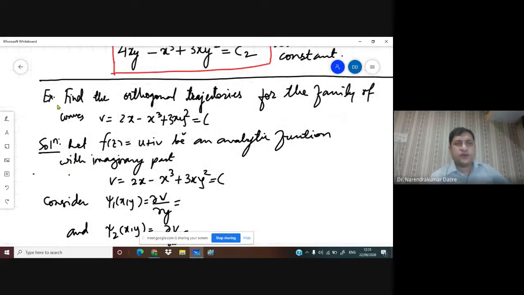So we have the example. Find orthogonal trajectories for the family of curves 2xy minus x cube plus 3xy square is equal to c. Now let us consider the solution. Let f of z is equal to u plus iv be an analytic function with the imaginary part v is equal to 2xy minus x cube plus 3xy square is equal to c.